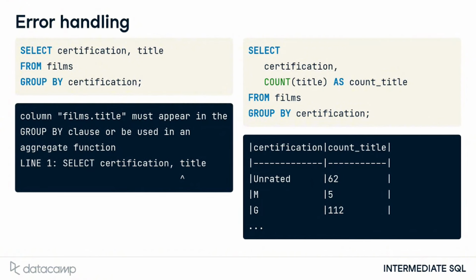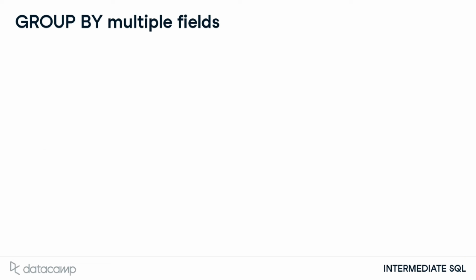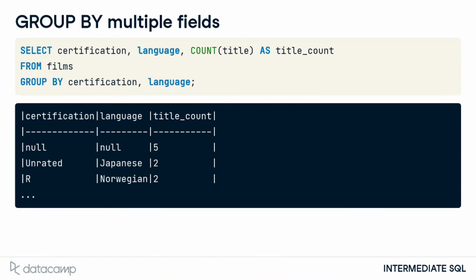SQL will return an error if we try to select a field that is not in our group by clause. We'll need to correct this by adding an aggregate function around title. We can use group by on multiple fields, similar to order by. The order in which we write the fields affects how the data is grouped.